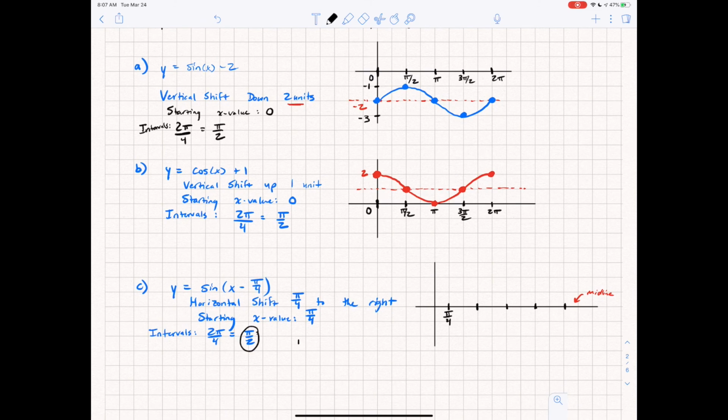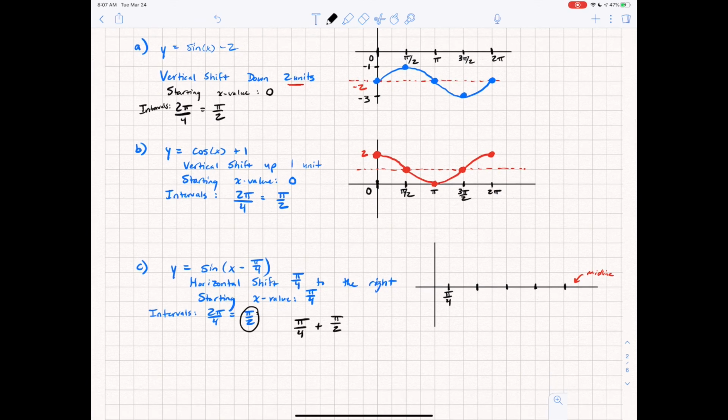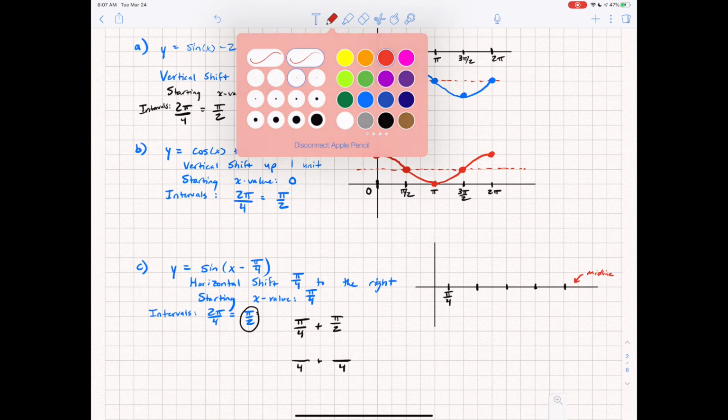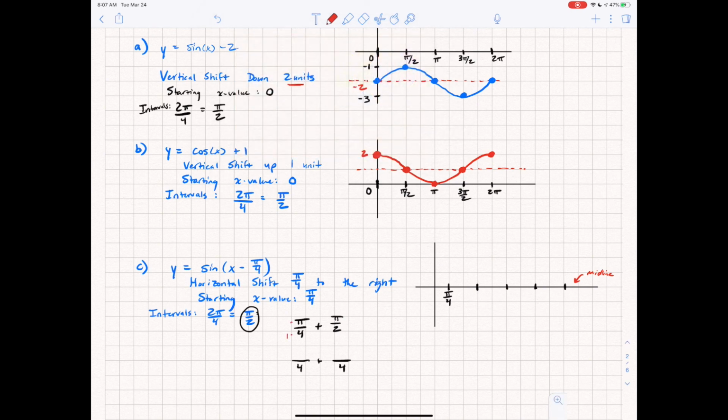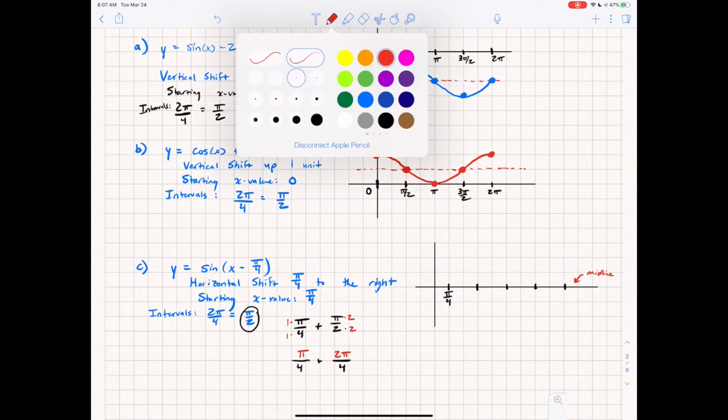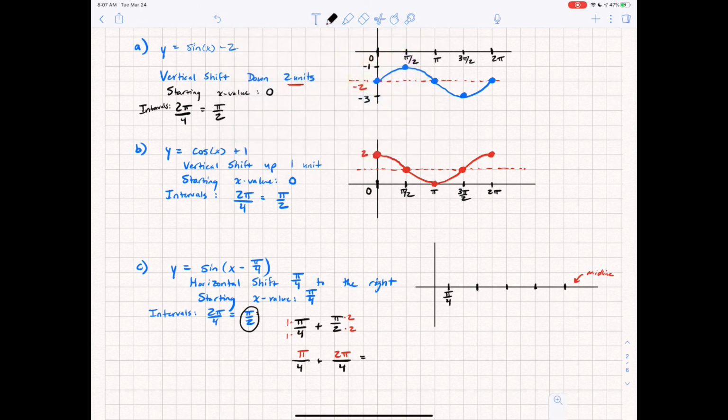So I need to go through and say, all right, well, if I'm starting at pi over 4, I need to add pi over 2. Well, to add these two things together, we need to have a common denominator. That common denominator is 4, which means for the first, I don't need to change that at all. I'm just multiplying by 1. But for the second one, I'm multiplying top and bottom by 2. And this tells me that the next dash mark has to be 3 pi over 4.